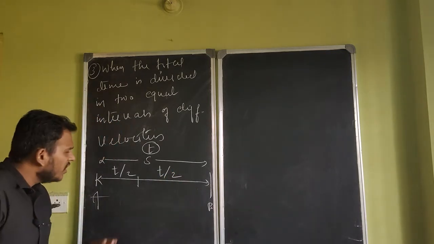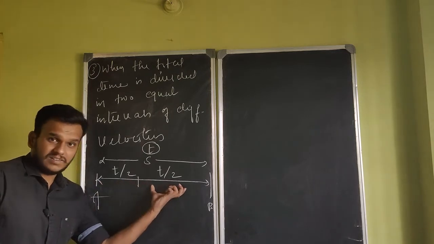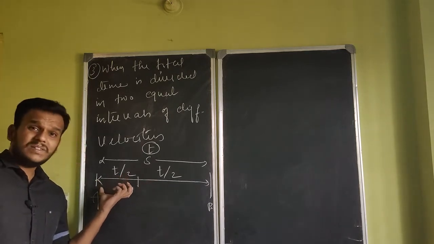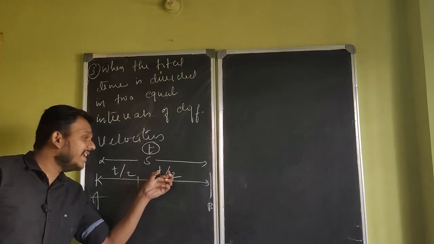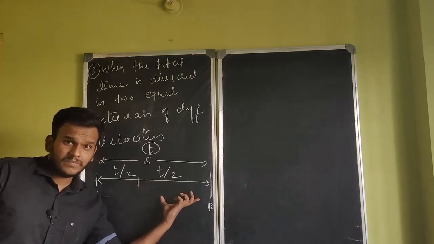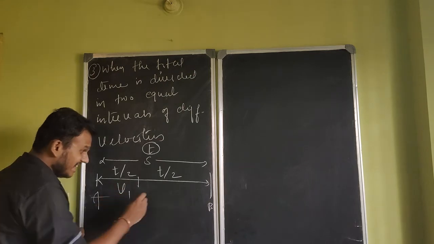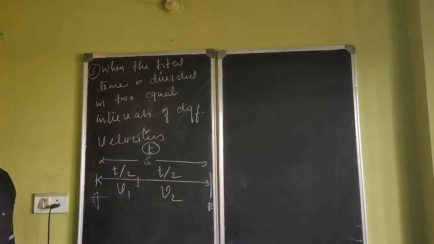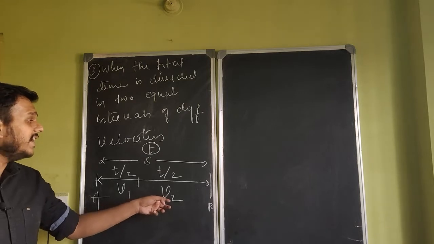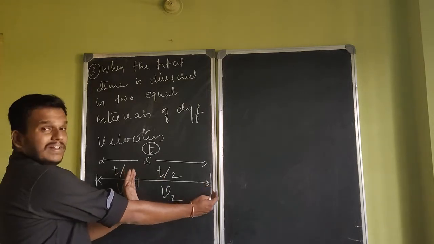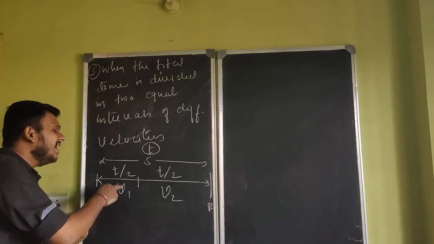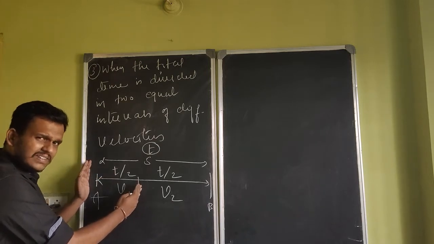And look at this diagram, it looks like this distance is less than this distance. In the first half, the particle seems to have traveled a lesser distance than in the second half of the time. Maybe this velocity v1 is less than this velocity v2, right? With a greater velocity, in the same time, the particle has traveled a greater distance. With a lesser velocity, in the same time, the particle has traveled a lesser distance.